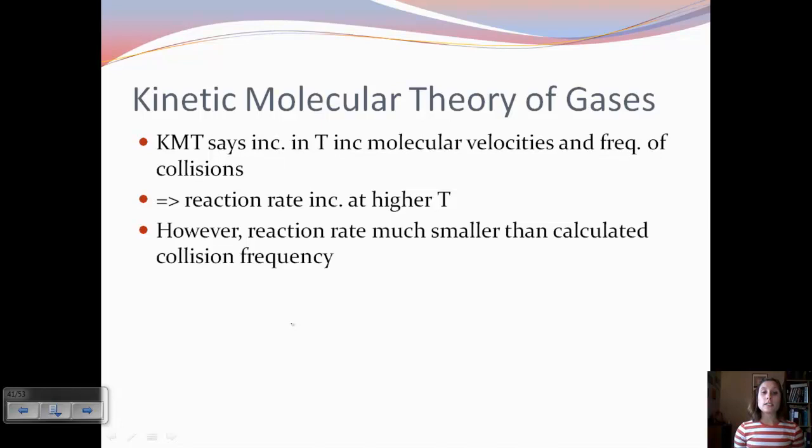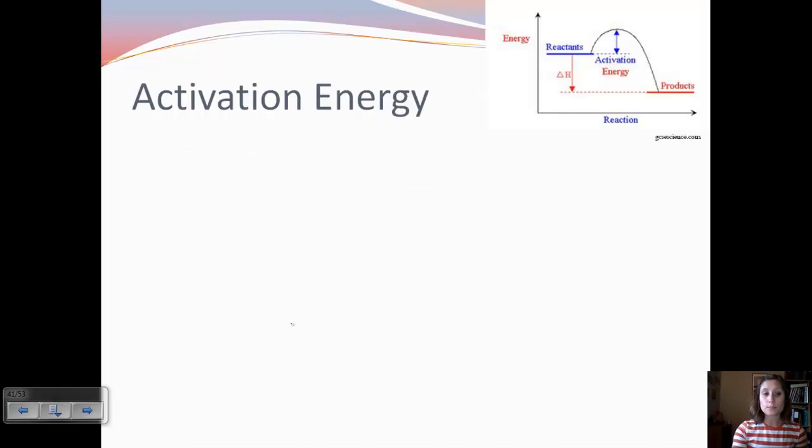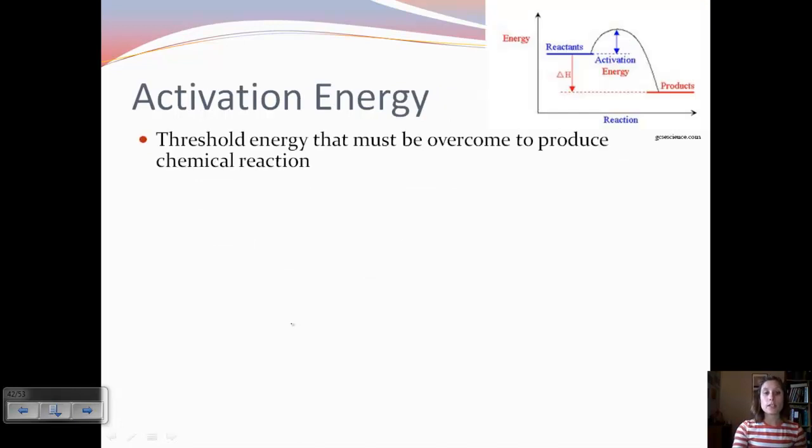Well, what we actually see is that the reaction rate is much smaller than the calculated collision frequency, so maybe it does speed up, but not as much as we would think. The reason for this is that only a small fraction of the collisions actually produce a reaction and produce products. So we want to see why this occurs, and one of the theories has to do with activation energy. This is the threshold energy that must be overcome to produce a chemical reaction.